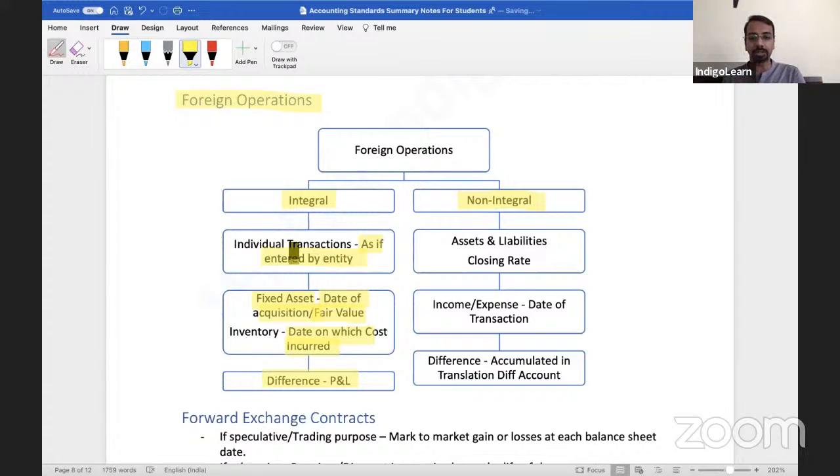When it comes to non-integral operation, all the assets and liabilities will be converted using the closing rate. Here you are not using the transaction rates or a weighted average rate. Here you will always use the closing rate. For income and expenses, you will use the date of transaction, and whatever exchange difference arises because of this translation, you will accumulate it in the translation difference account. And what do we do with this translation difference account? When the foreign operation is disposed of, you will transfer this amount to the reserves, right? So this is how you deal with integral operations and non-integral operations.